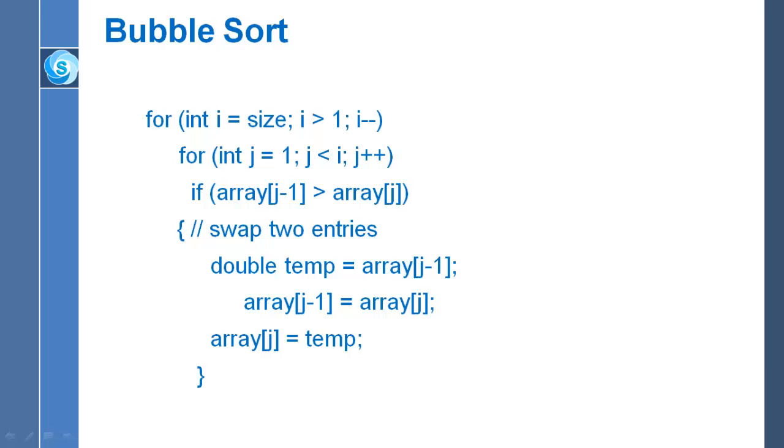Then the entry in position j is copied into position j-1, and then the number that we stored in temp, the old array[j-1], gets copied into position j of the array. So the upshot of those three statements is that we've effectively interchanged the contents of array[j-1] and array[j]. All right, so that's it for the inner guts of this thing.